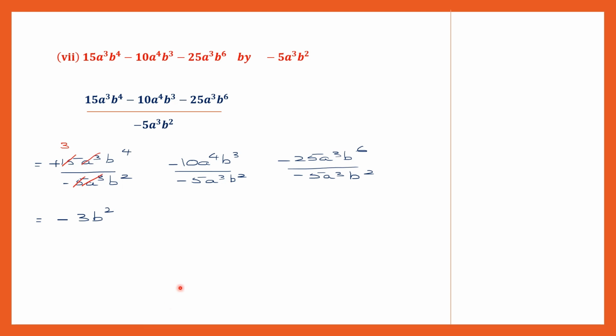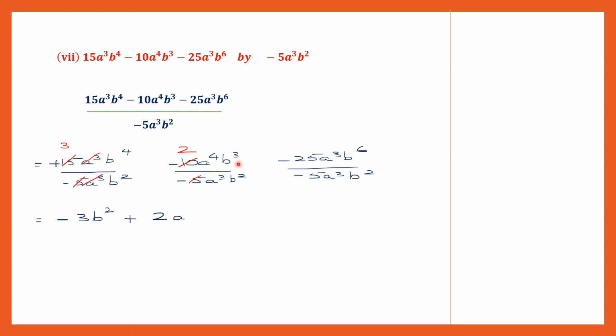Now let's go to the next one. Here we have minus and minus. Since the signs are the same, minus into minus is plus. It's the same rule as for multiplication. Plus. Now let's look at the numbers. 5 ones are 5 and 5 twos are 10. So let's write 2. Then here we have a to the power of 4 minus 3. So that will make it a to the power of 1, or simply a.